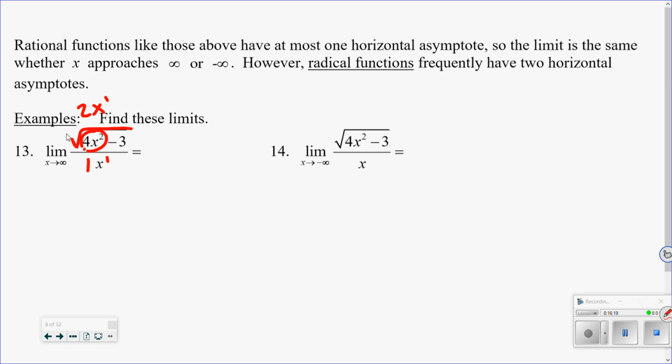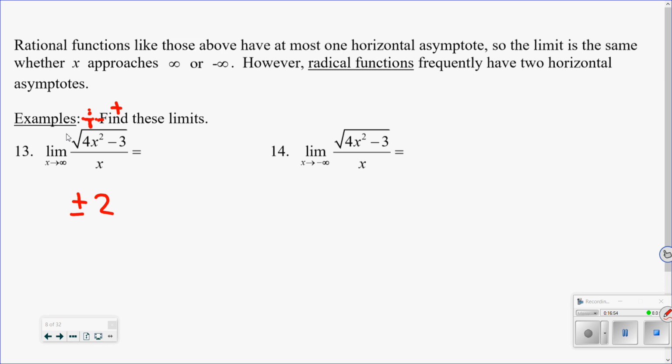Well, that means they're tied, so I take the numbers in front, so it's going to be 2 over 1. Now here's the tricky part: it could be plus or minus 2 over 1, or plus or minus 2. You can't tell which it's going to be just by looking at it, so all we're going to do is plug in numbers to see what happens. I want to find out as x goes to infinity. That means x values are getting really big. If I plug in a really big number for x, square it and times it by 4 and minus 3, I'm going to get a positive on top.